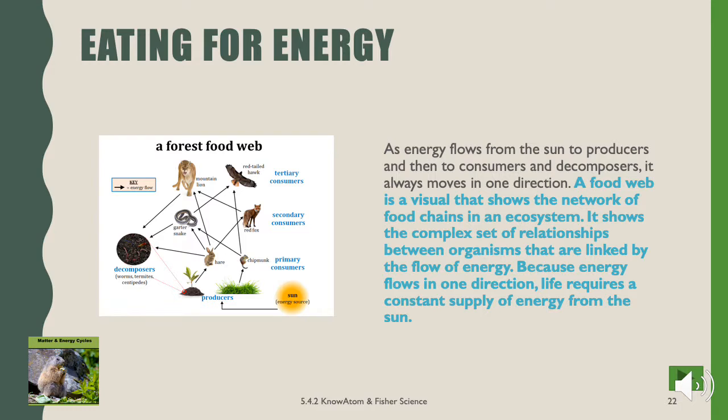As energy flows from the sun to producers and then to consumers and decomposers, it always moves in one direction. A food web is a visual that shows the network of food chains in an ecosystem. It shows the complex set of relationships between organisms that are linked by the flow of energy. Because energy flows in one direction, life requires a constant supply of energy from the sun.